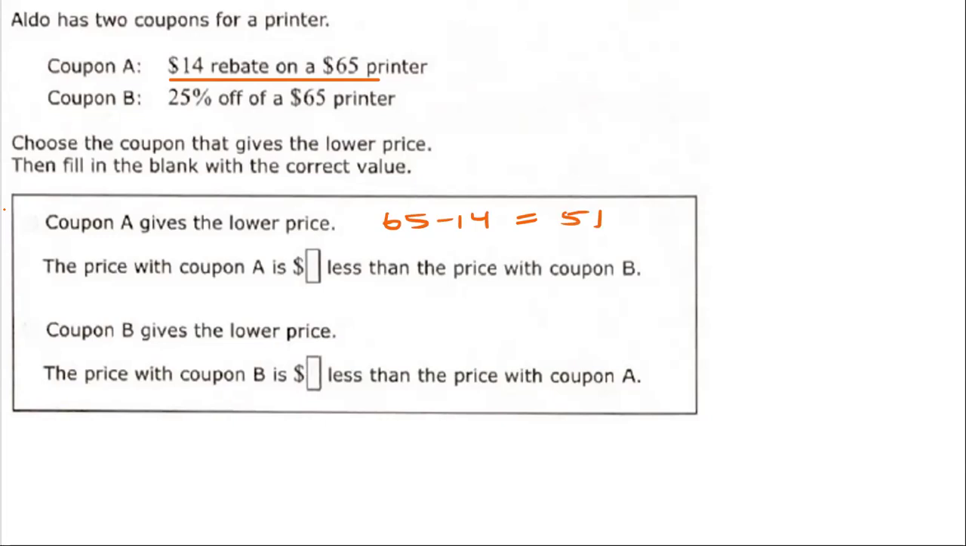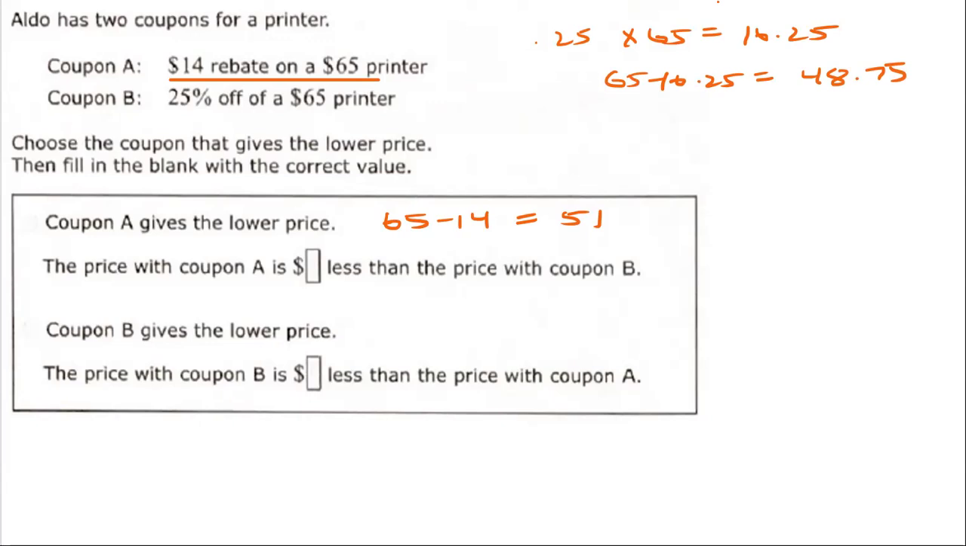Okay. The second one, coupon B, is 25% of $65. So again, there's a couple ways of doing this. Most likely students would do 0.25 multiplied by 65, which gives us $16.25. Then subtract that from 65, which gives us $48.75. You can perfectly do that, it's fine. I know most people think that way, that's fine.